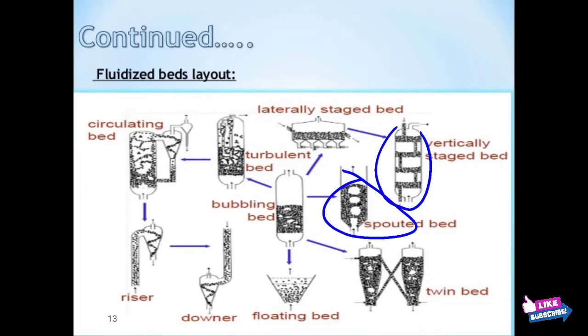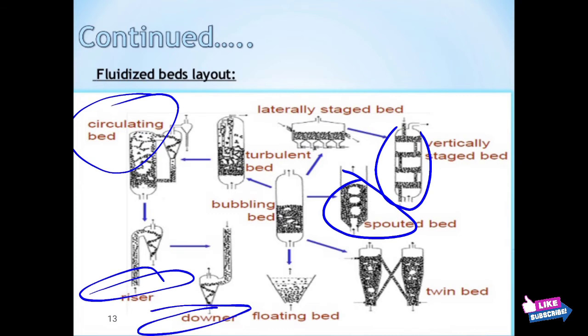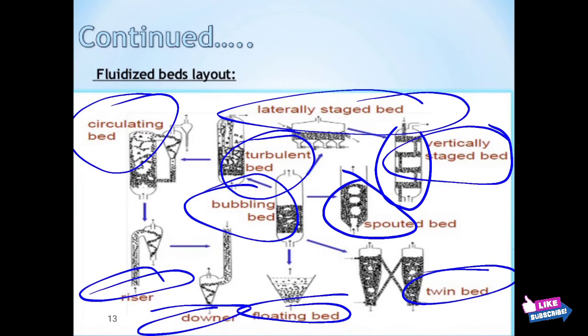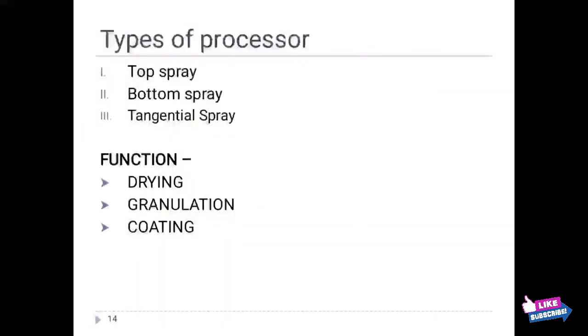Here you can see there are different types of beds. Here you can see circulating bed, which has a riser and a downer, floating bed, twin bed, laterally stacked bed. There are various types. Here you can see bubbling bed. Here is a turbulent bed and vertically staged bed. These are various bed types of processors in the fluid bed dryer.